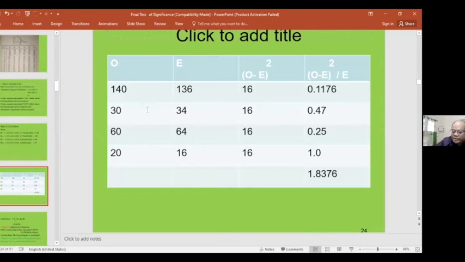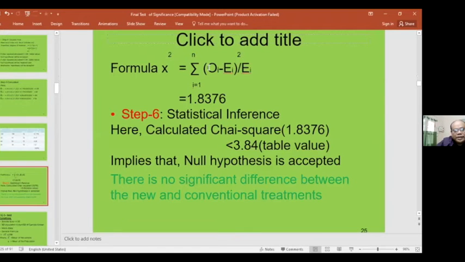For chi-square, making a table is very easy. O, E: 140, 136. Observed you have got, expected you have calculated, then the chi-square is (O minus E) whole square by E. Summation of this is the chi-square, 1.8376. Then what is the conclusion?